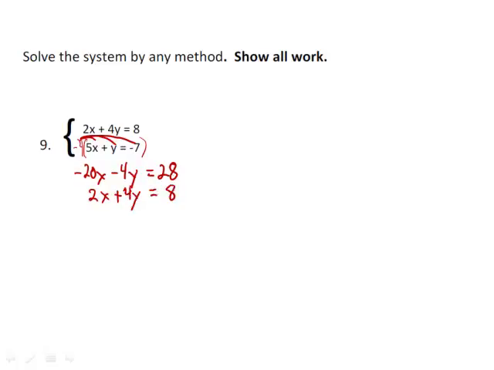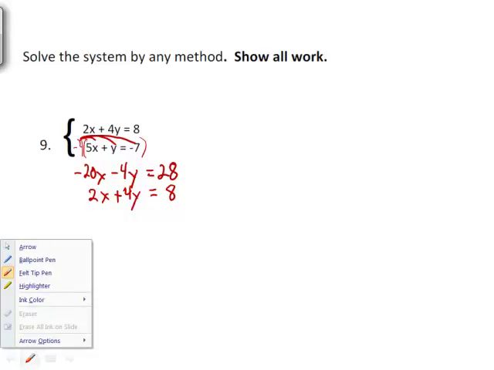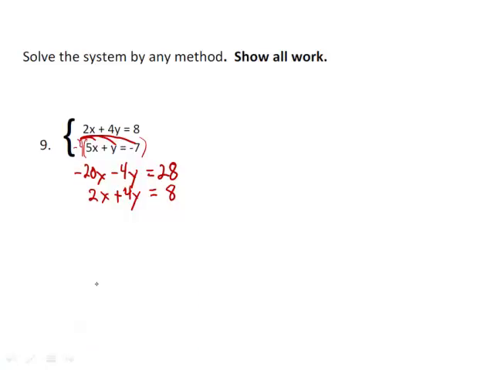And now I'm set up for elimination. So you can see I didn't have any equations solved for a specific variable. I could have done substitution by solving this bottom one for a variable, but this is a little bit quicker, more direct. Just multiply the bottom equation by negative 4 to create opposites in the y's.